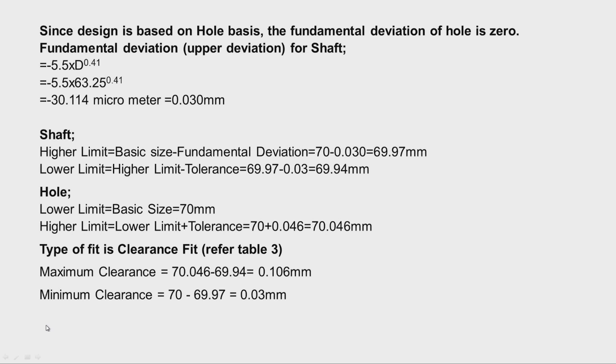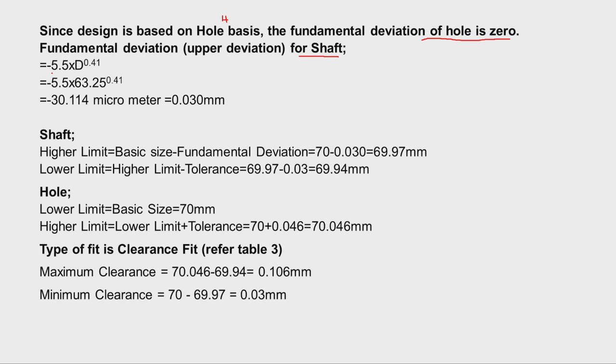Now after finding the tolerance unit and tolerance values for hole and shaft, we can find the fundamental deviation. Since we are using the hole basis system, that is H hole we are using, the fundamental deviation for hole is 0. Now we have to find the fundamental deviation for the shaft F.